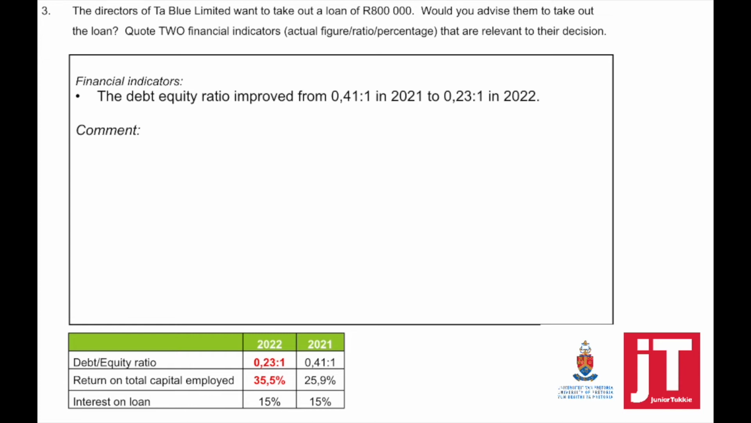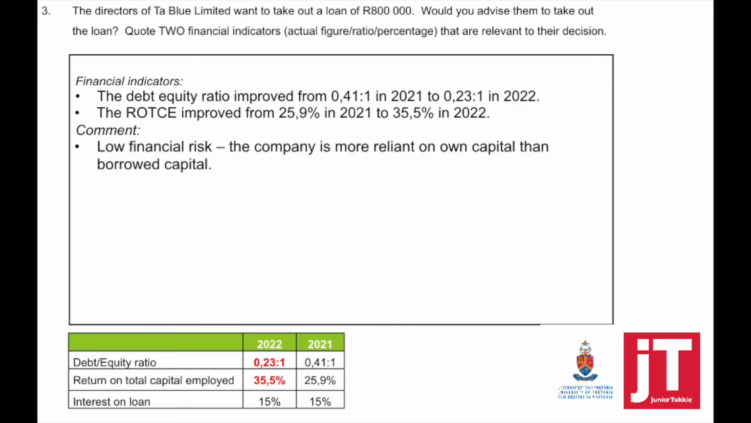So if we look at the financial indicator, quote the financial indicator with the figures, indicate the trend. So the debt equity ratio improved from 0.4 to 1 to 0.23 to 1 in 2022. Again, make sure that you use your answer which you have calculated and comment on that. The return on total capital employed improved or increased from 25.9% to 35.5%.